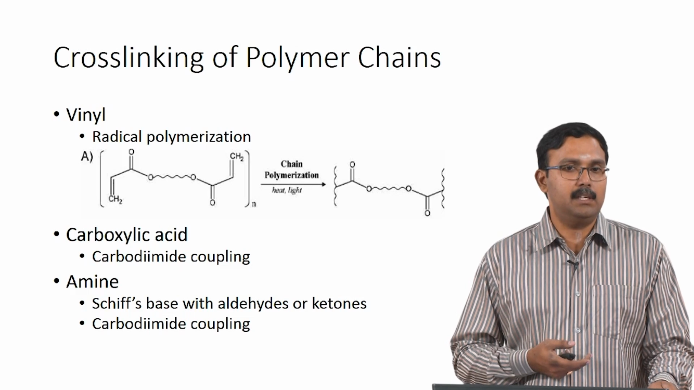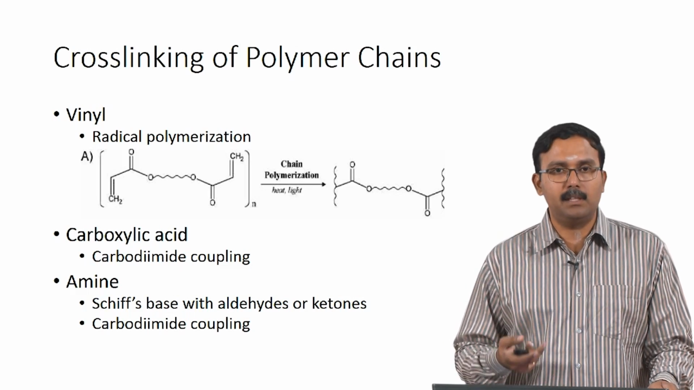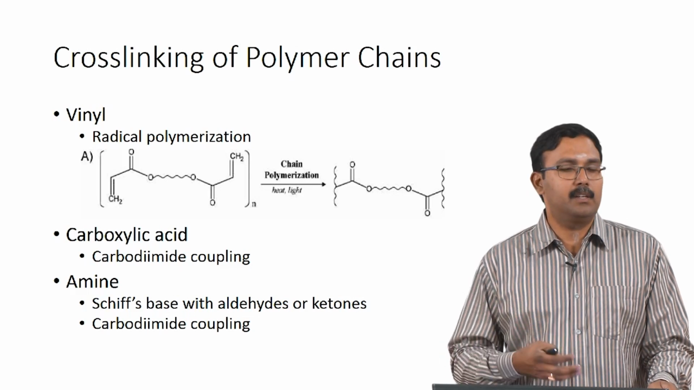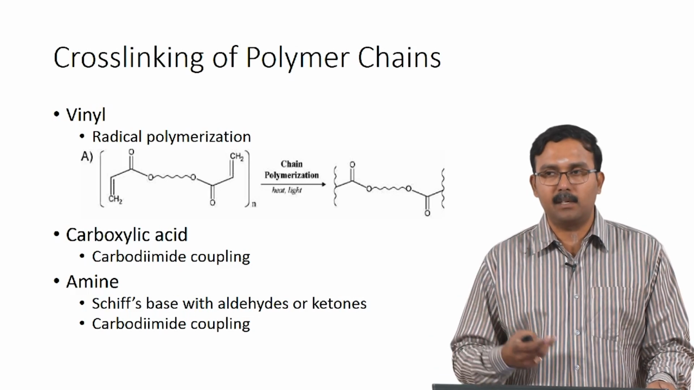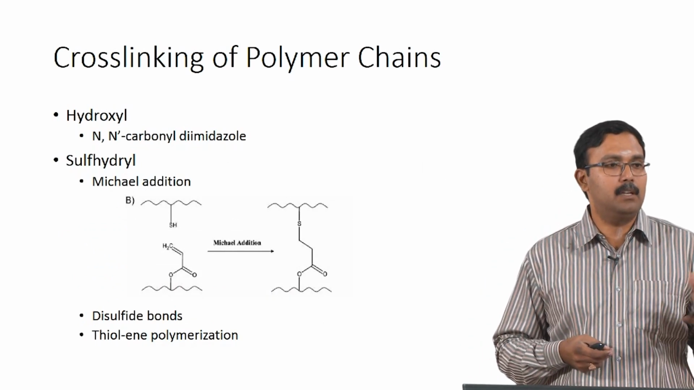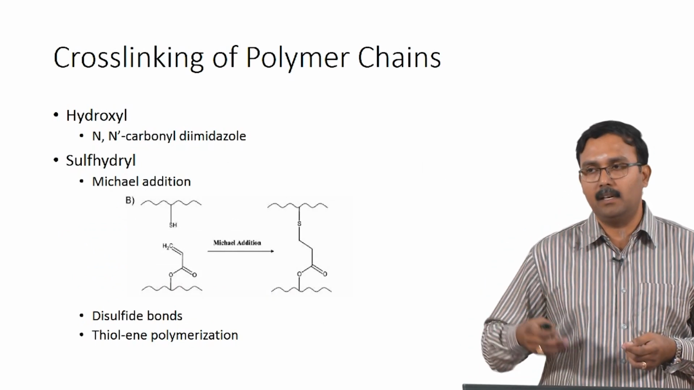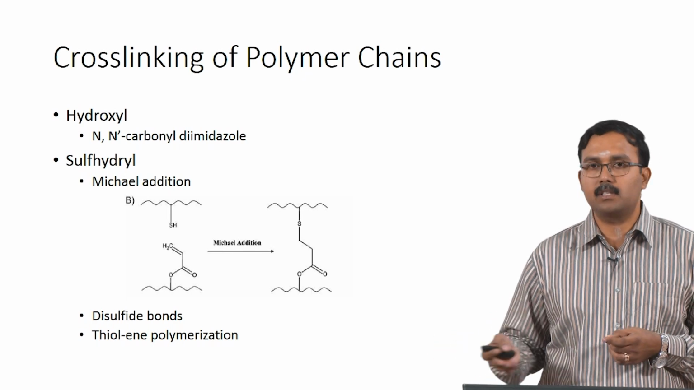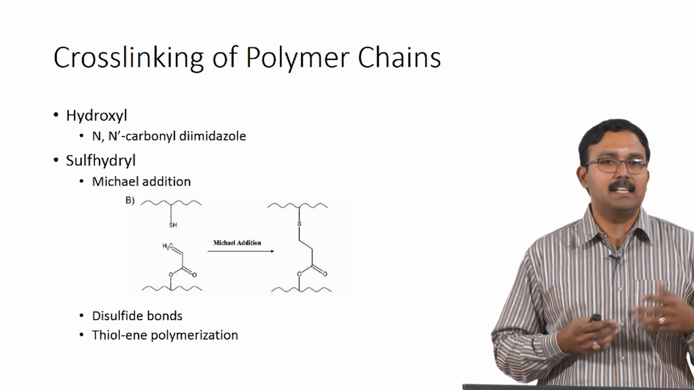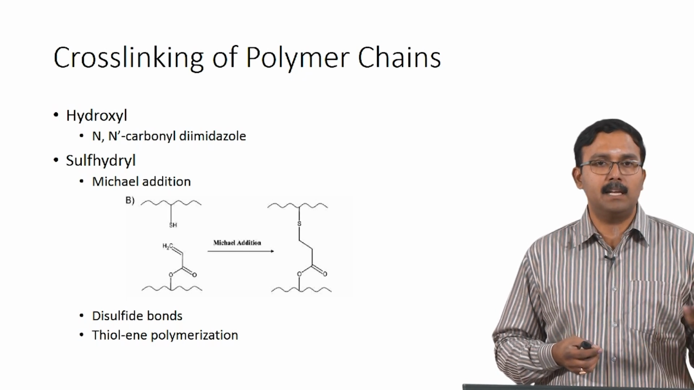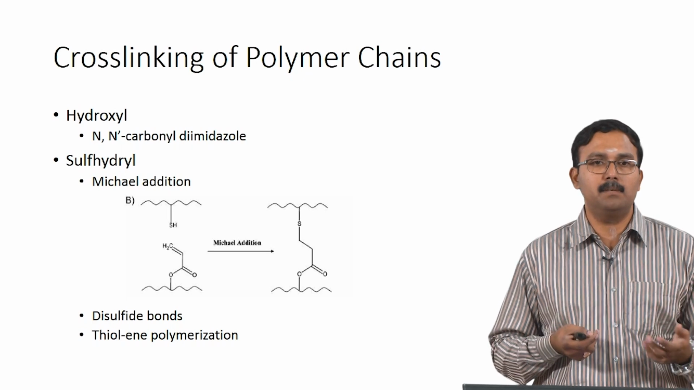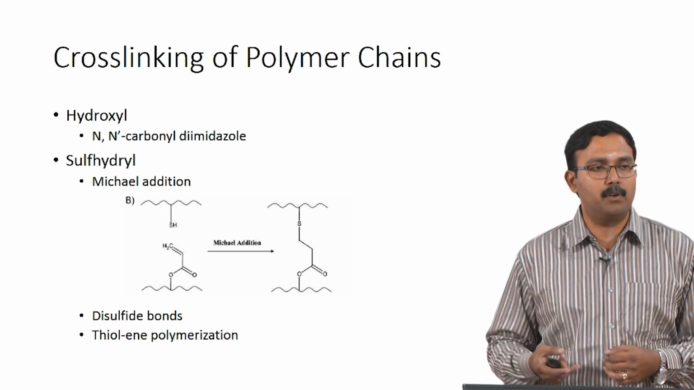Amines are actually easy to work with using Schiff's base reactions with aldehydes, or you can use carbodiimide coupling to interact with carboxyl groups. Hydroxyl groups can also be used. If you have hydroxyl groups, you can activate these hydroxyl groups and create cross linking using carbonyl diimidazole, and sulfhydryl groups which might be present can be used for chemical cross linking using Michael's addition or disulfide bond formations.